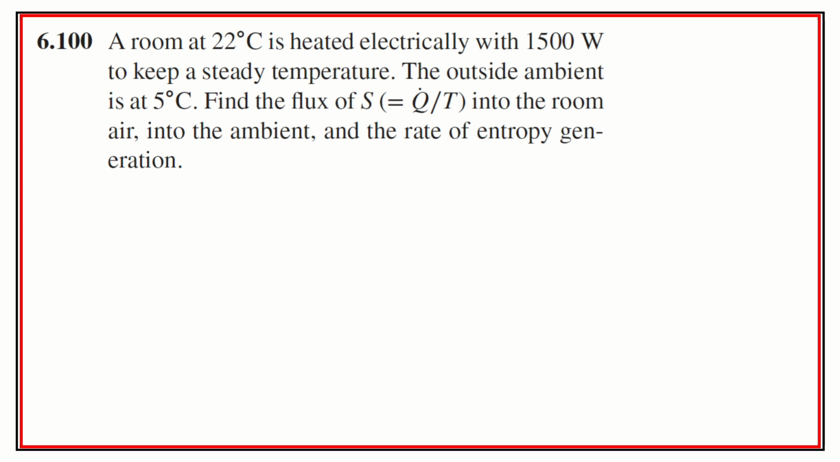Here's another example. This is taken out of Borgnakke's 10th edition, I believe. That might be the same in the earlier editions as well. So we have a room at 22 degrees Celsius, and it's heated electrically. We haven't done much with electrical heating as examples in this course, at least I haven't. With 1500 watts to keep a steady temperature. The outside ambient is 5 degrees Celsius.